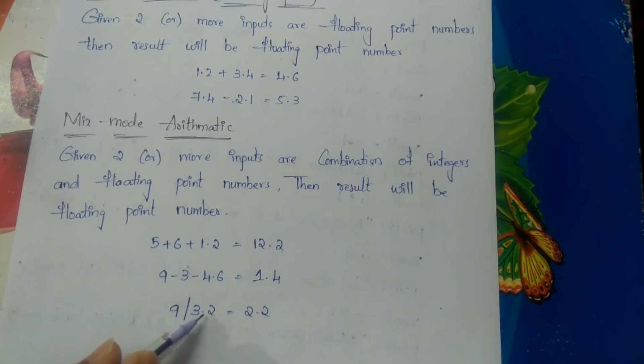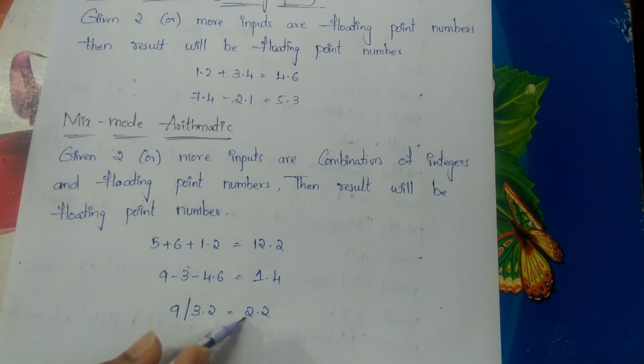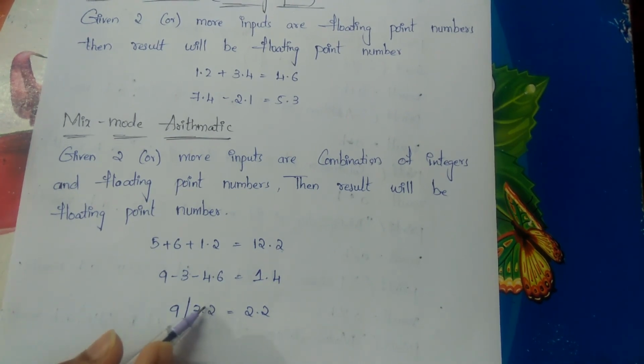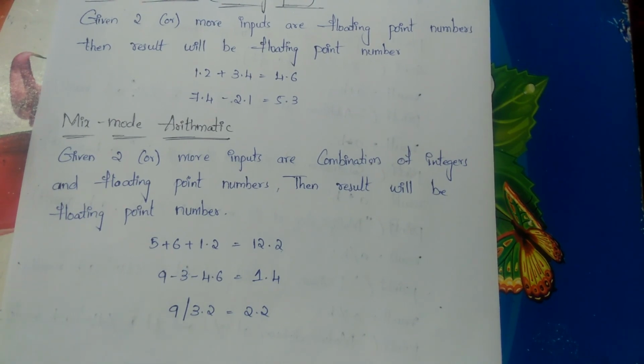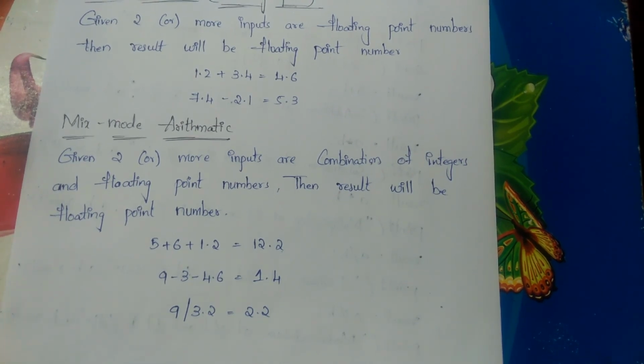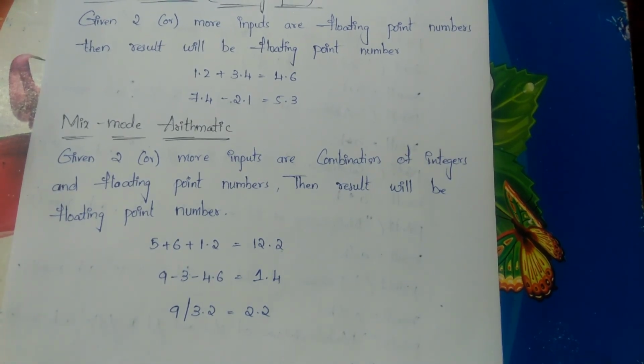Next, 9 divided by 3.2. So 9, the numerator, is an integer and 3.2, the denominator, is a floating point number. So the result we will get is 2.2. So this is about mixed mode arithmetic. In arithmetic operators we have three types: one is integer arithmetic, next real arithmetic, and the mixed mode arithmetic.